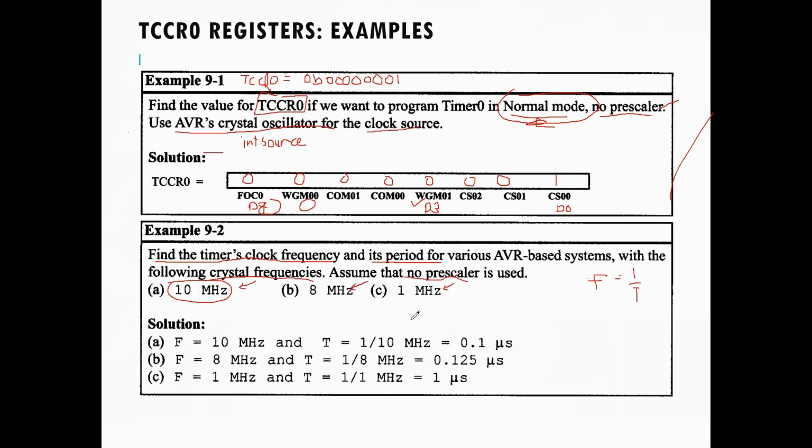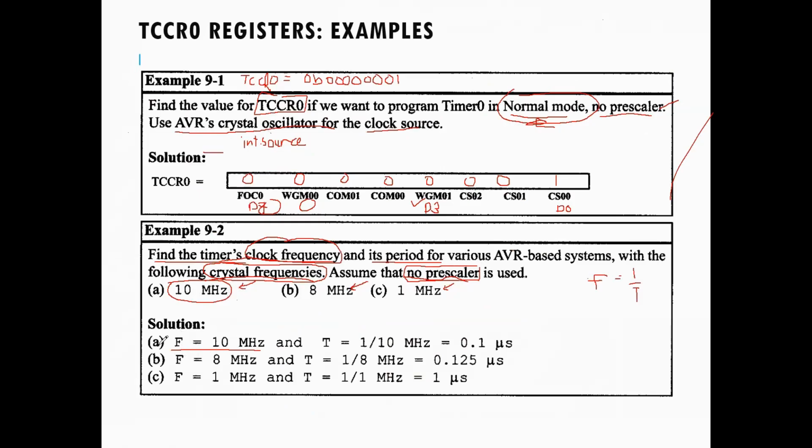So in order to find the clock frequency, the clock frequency will be equal to the crystal frequency. Directly we write the clock frequency equals the given crystal frequencies because no prescaler is used, meaning the crystal frequency is not scaled into another value, either bigger or smaller than the crystal frequency's value. So we just take directly what is given.